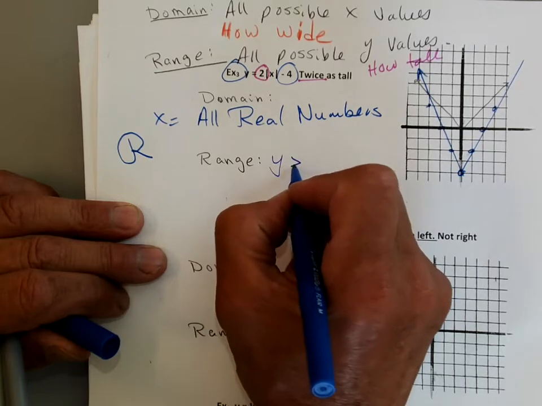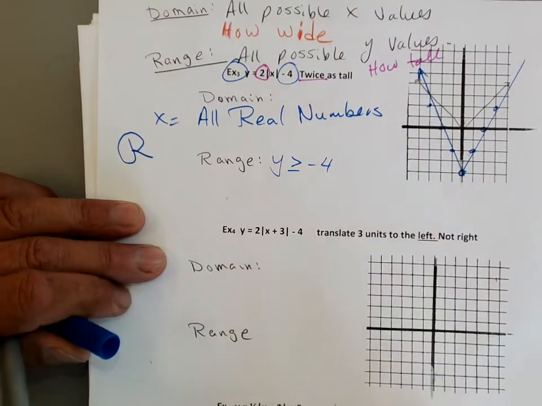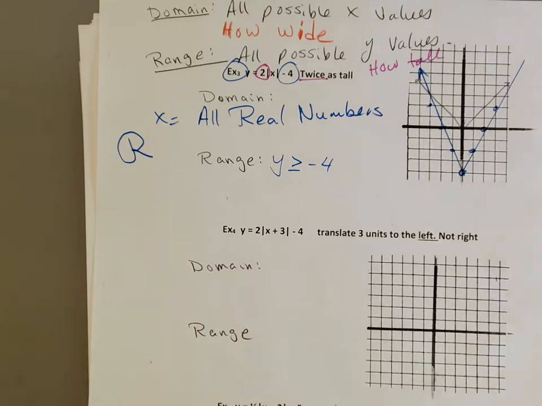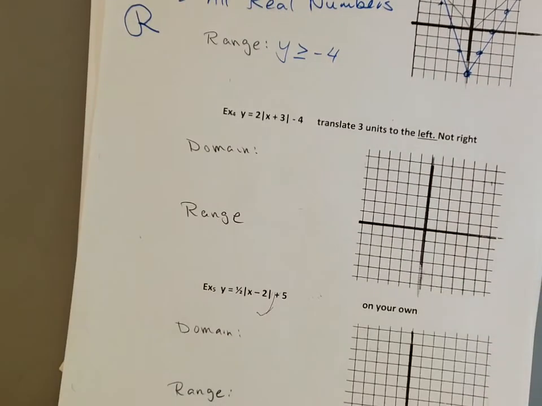Y is greater than or equal to -4. Okay. All right. Now, example 4. Okay, we're almost done, but let's keep going. I've got 2 more examples and I'm done, right?